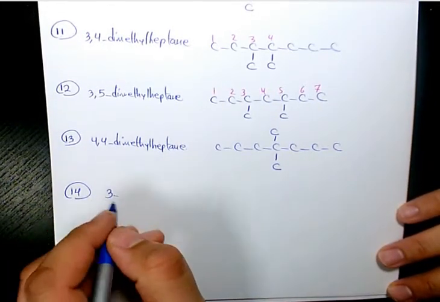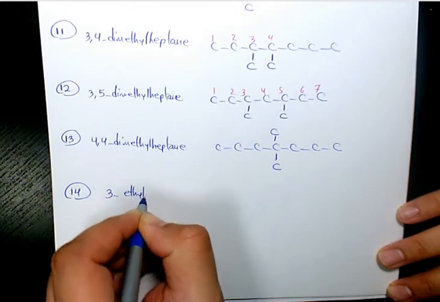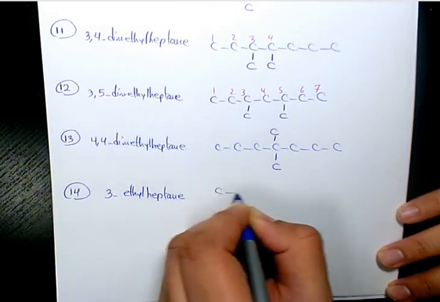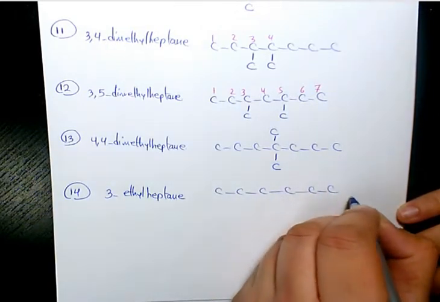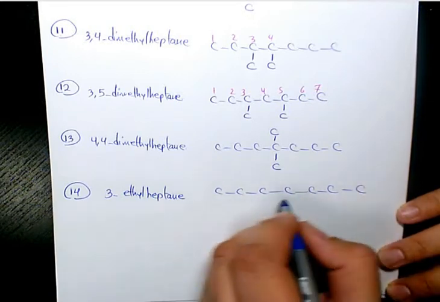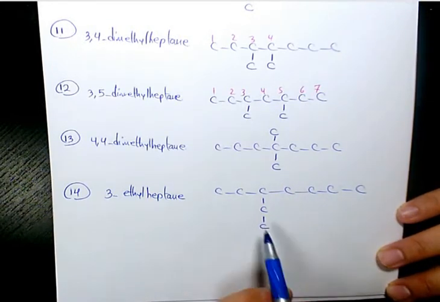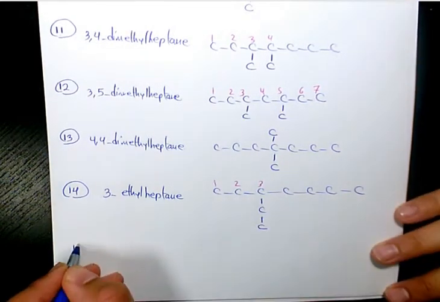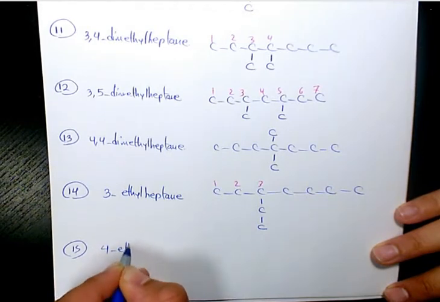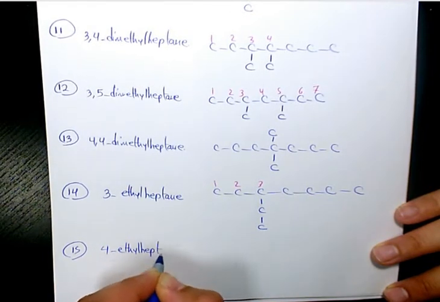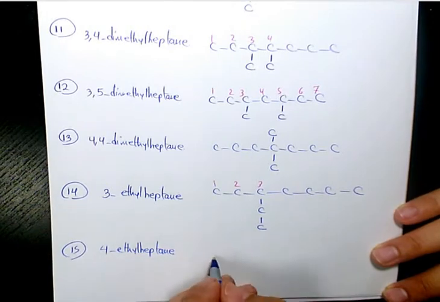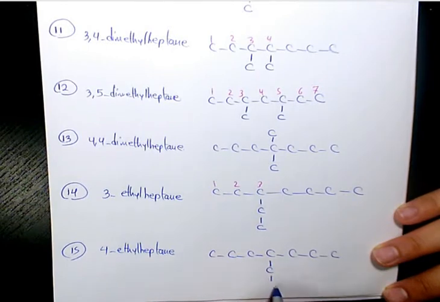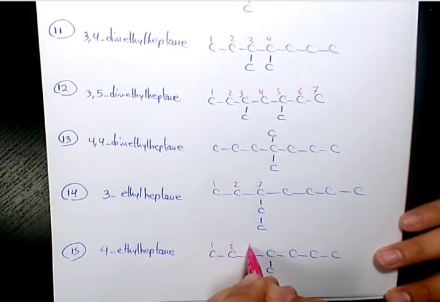So we can have 3-ethyl heptane, which is going to be 3-ethyl. This ethyl group connects to the third carbon atom, or is going to be 4-ethyl heptane, which is going to be 1, 2, 3, 4, 5, 6, 7. It's going to be on the fourth one.